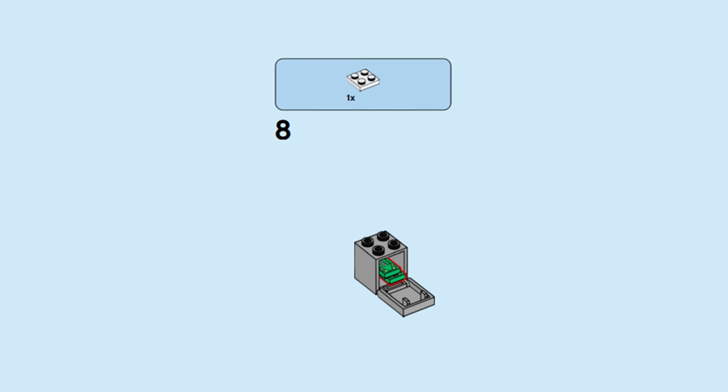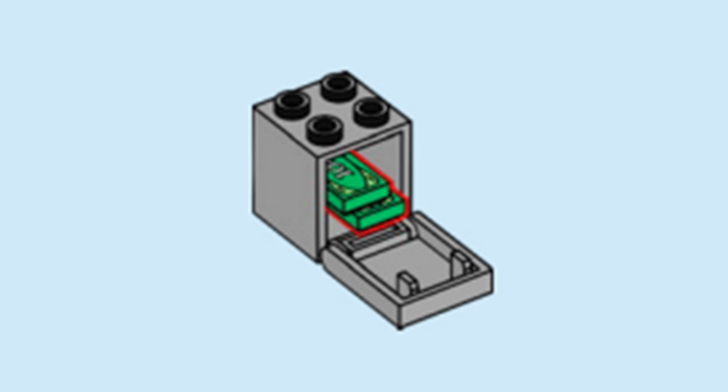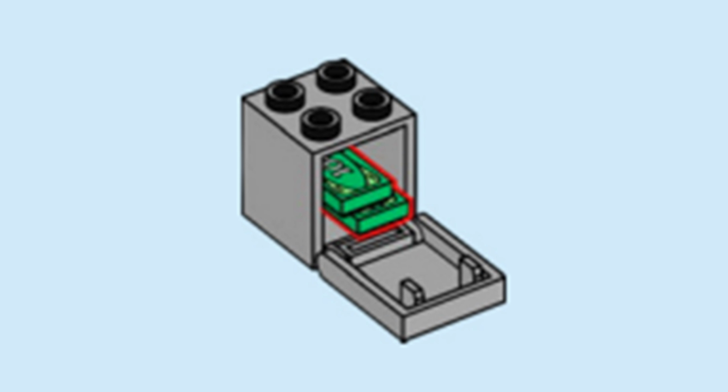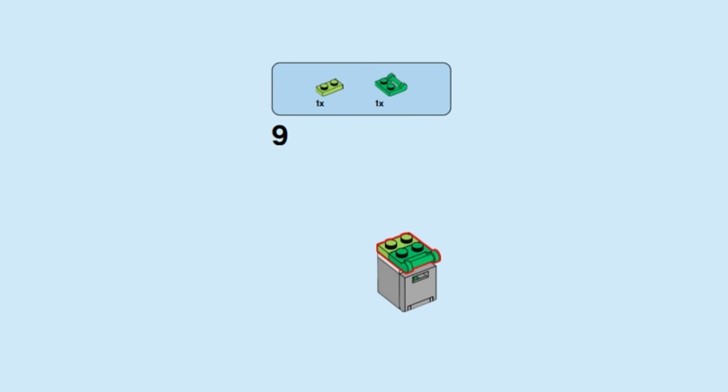Step 8 then tells you to grab a single 2x2 white plate, but the image just shows the same open box without any new white parts added. So where does it go? Luckily, the answer can be spotted on the very next page.